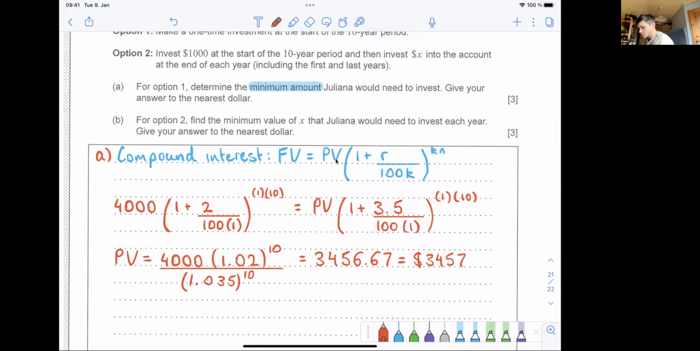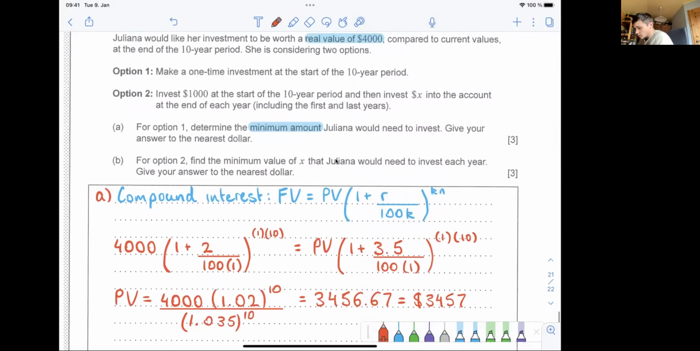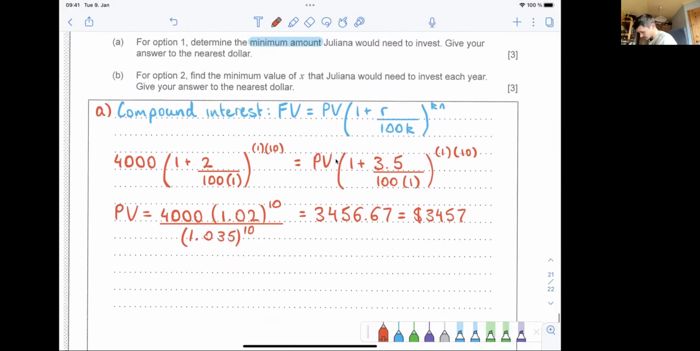Okay, so let's move on to part B. All right, for option 2, find the minimum value of X that Juliana would need to invest each year. Give your answer to the nearest dollar.